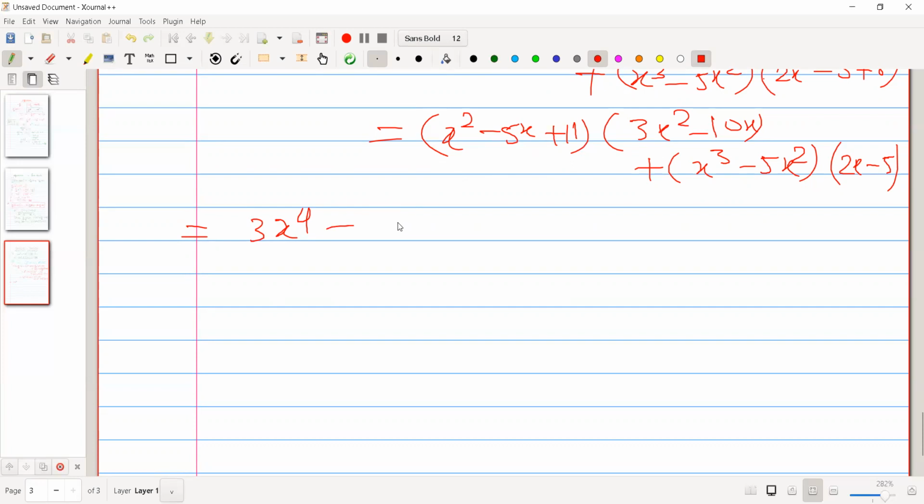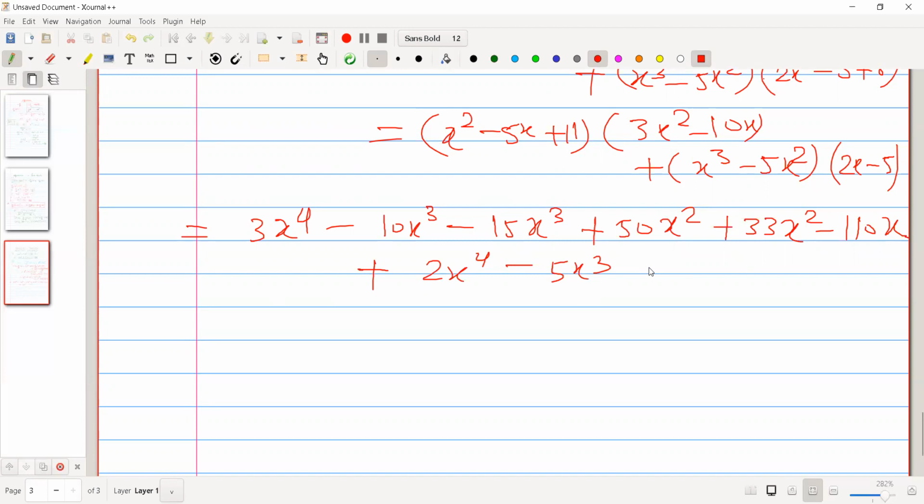So 3x power 4. In the case of product multiplication, the powers are added. Then minus 10x cube and minus 15x cube, plus 50x square, and this term also: 11 times 3 is 33x square minus 110x. Then multiply this term also, and you will get 2x power 4 minus 5x cube, minus 10x cube and plus 25x square.